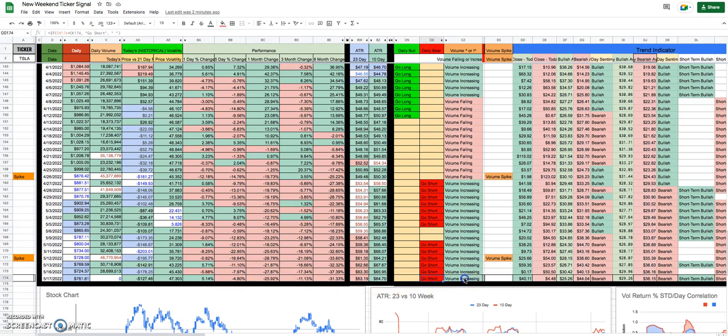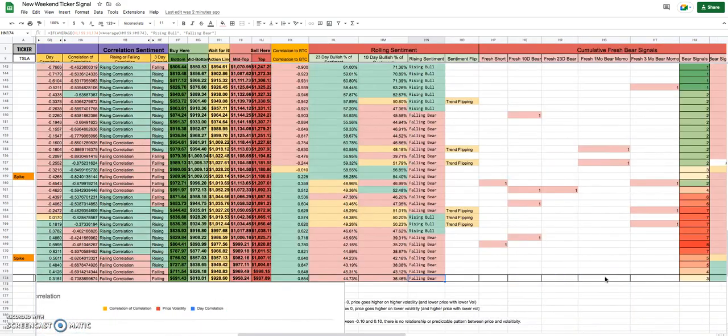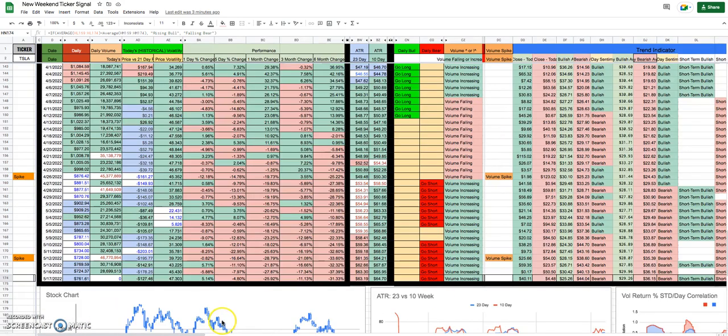Got the go short, 2 star. Volume increasing, 3 star. We got the bearish, 4 star. And bearish long term, 5 star. You can't win with this kind of a setup. You really can't in a falling bear. I mean, again, maybe this thing goes all the way back up to 1,000.